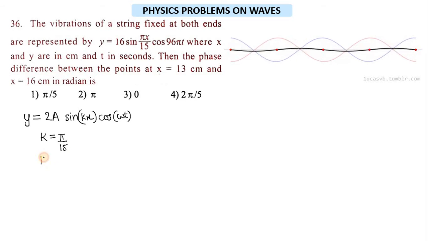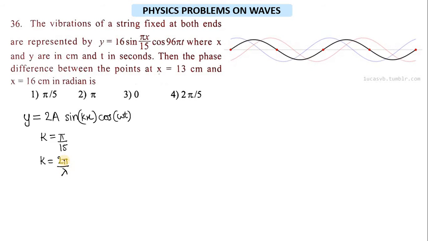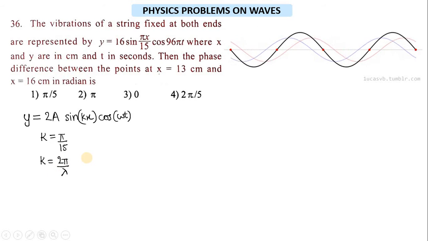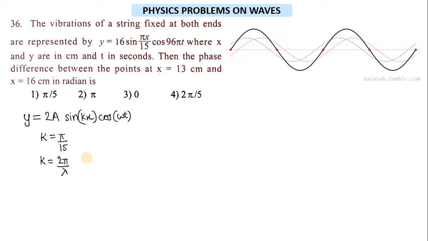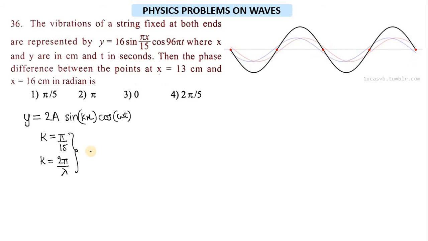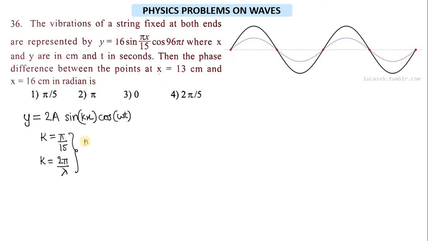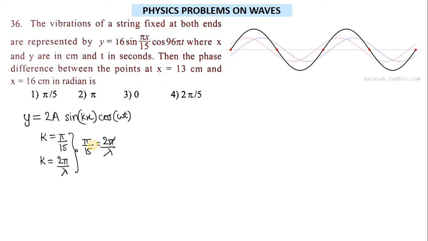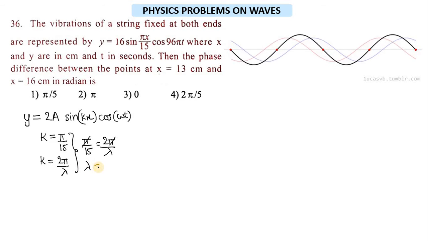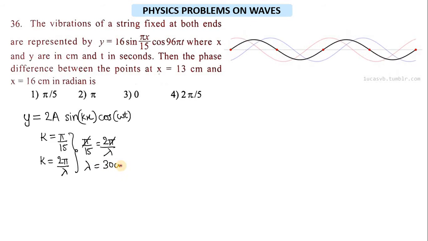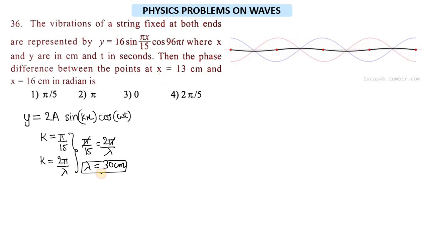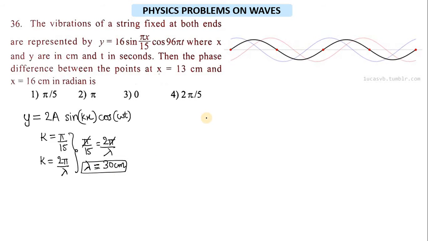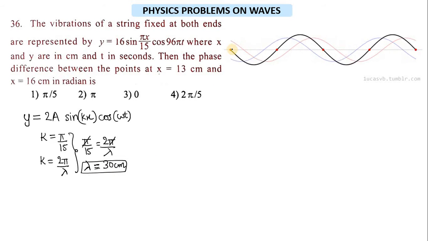Okay, and by definition you know that k is equal to 2 pi by lambda. This is the definition. 2 pi by lambda is k. K is called propagation constant. So by making both of these equal, we can find out the value of the wavelength. So let's write down that pi by 15 is equal to 2 pi by lambda. Pi cancels from both sides, and we get lambda is equal to 30 centimeters.